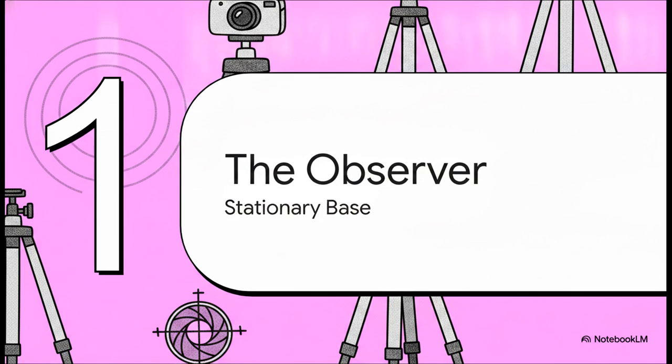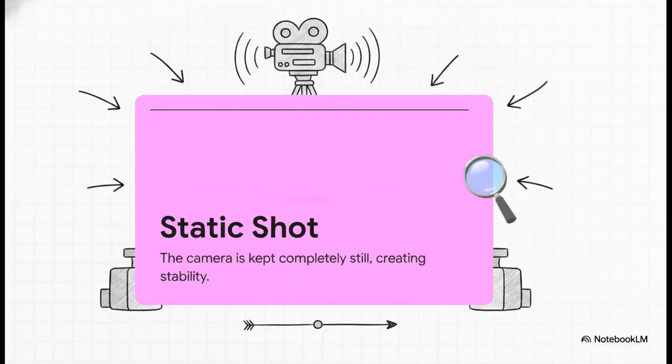All right, Section 1, The Observer, Stationary Base Movements. Okay, so with stationary base movements, the actual legs of your tripod are planted. They do not travel through space. And honestly, it's kind of funny, but the very first movement we got to talk about is actually no movement at all. The static shot. The camera is totally locked off, completely still.